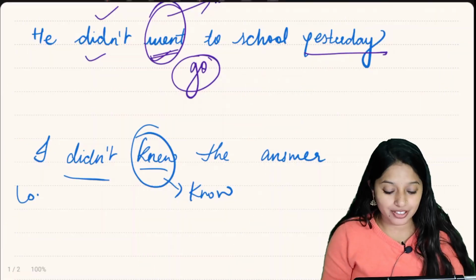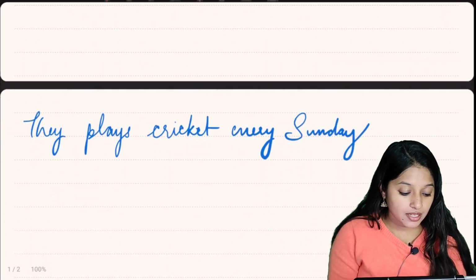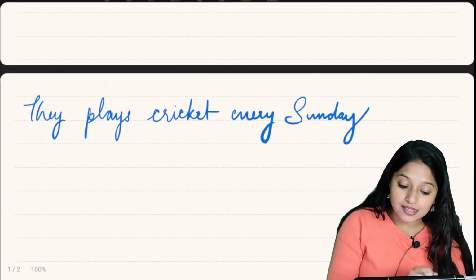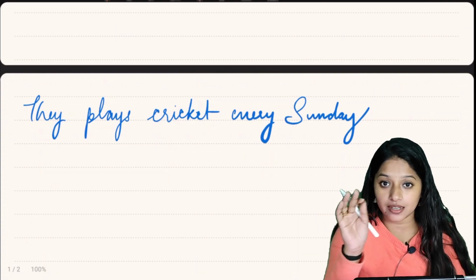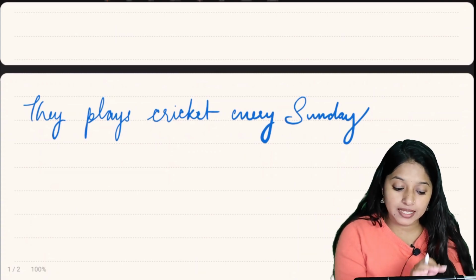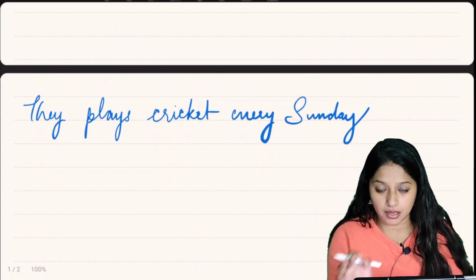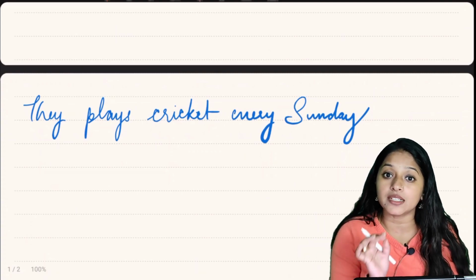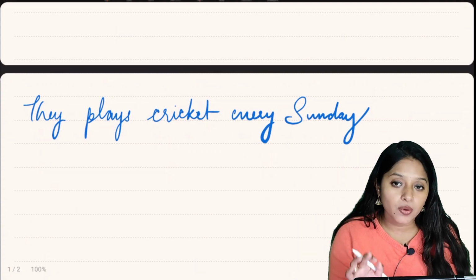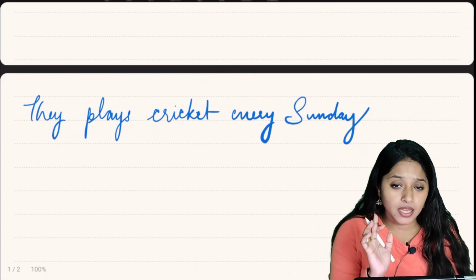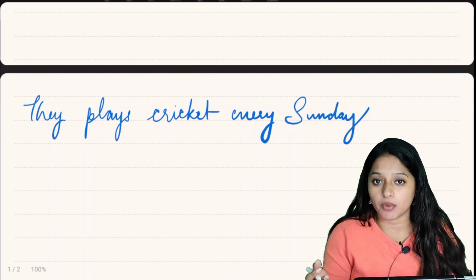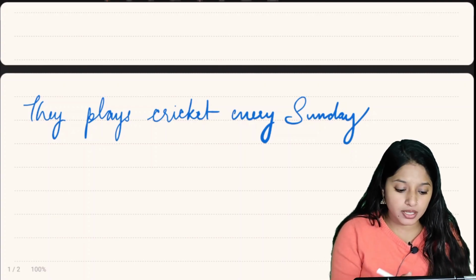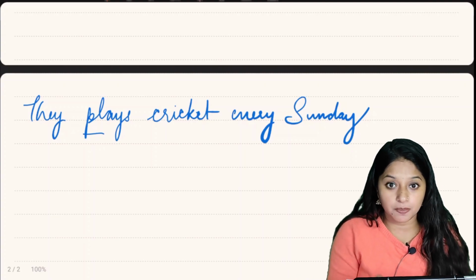So now let's move on to the next sentence, that is, they plays cricket every Sunday. Okay, so first let's understand what is the tense. They plays cricket every Sunday means it's a simple present tense. It is said that in simple present tense we have to use the S or ES form of the verbs, right? So here the verb is play and it is plays.